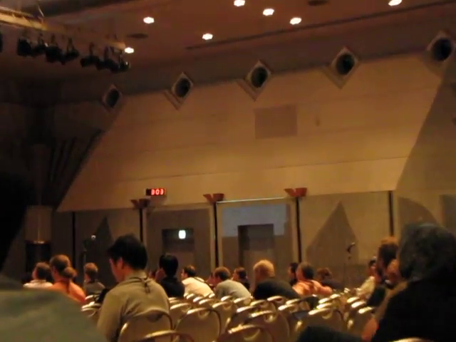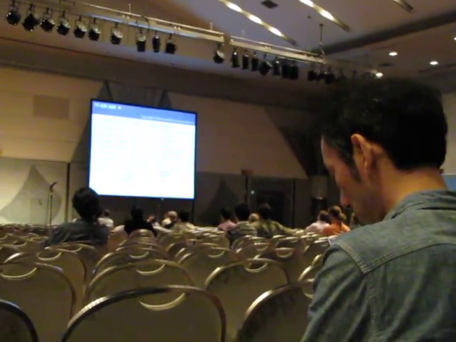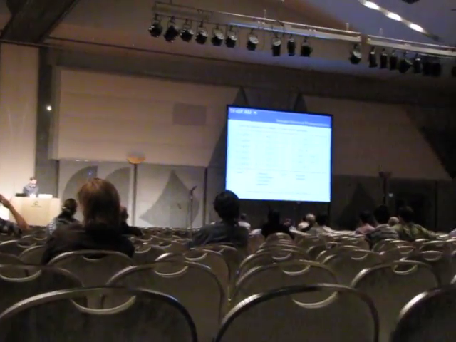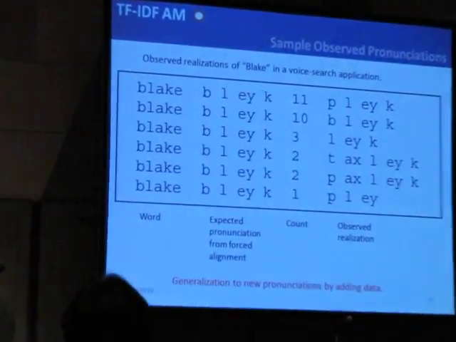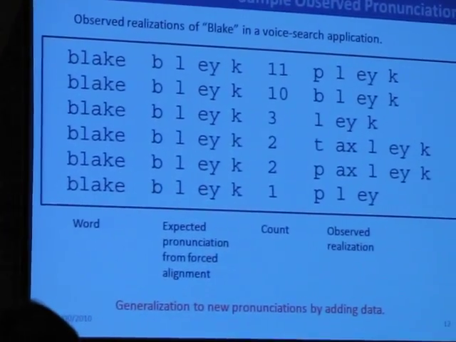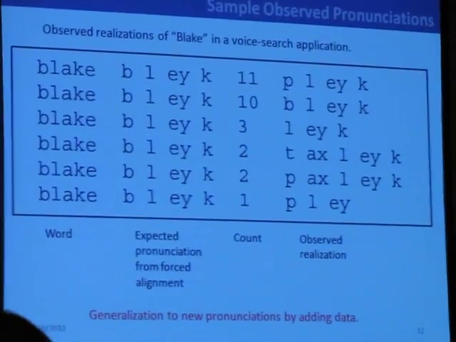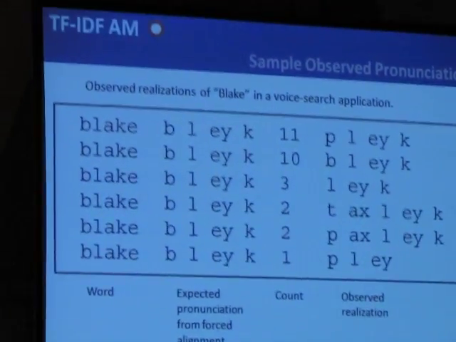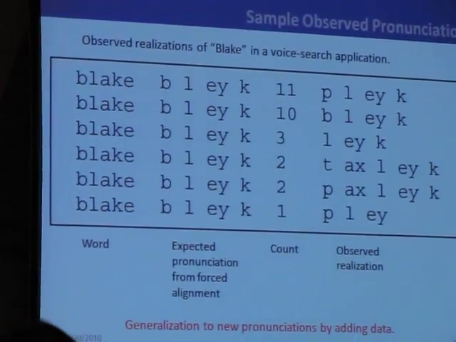Here's an example of some observed pronunciations, just to make this a little bit more concrete. These are observations of the word Blake in a voice search application. The first column is the word itself. The second is the expected pronunciation based on the dictionary. In this case, we just have 1 pronunciation of Blake, so there's no difference there. The third column is the count, and the fourth column is the observed realization. And so it turns out that for the actual phoneme decoder that we used here, it's a little bit more likely when Blake occurs as a word to actually decode it as Plake instead of Blake, and that's now being captured when we create the TF-IDF vectors.